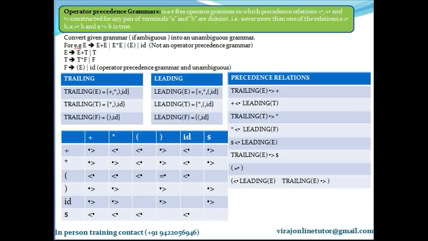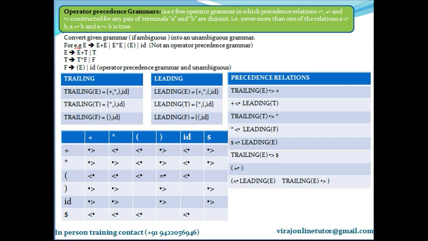Okay. So for trailing, similar rules. For trailing, you have to check for productions of the form A gives gamma A delta, but now delta has to be epsilon or a single non-terminal. If that's the case, put small a into trailing of the left hand side.